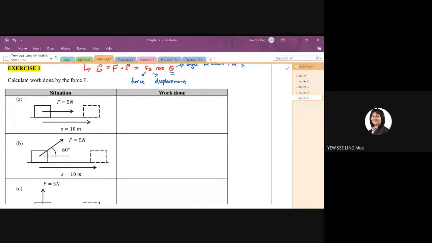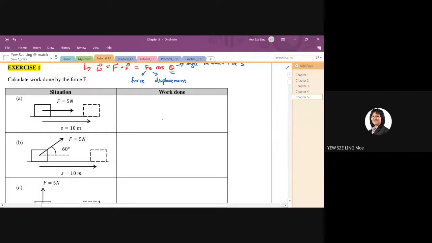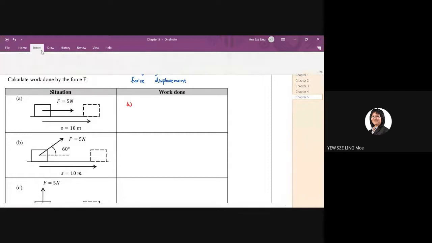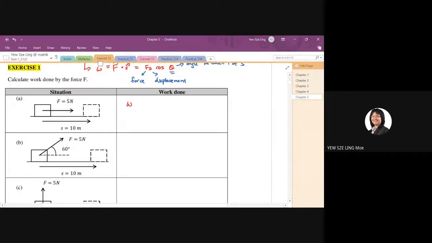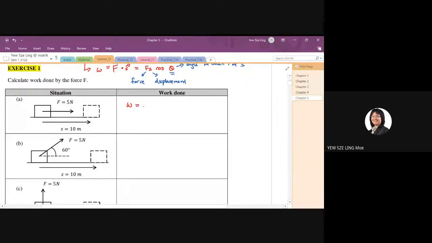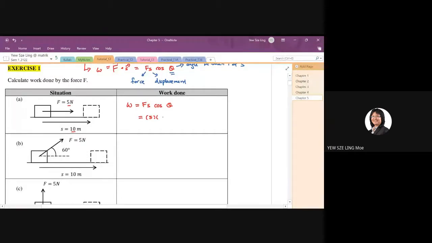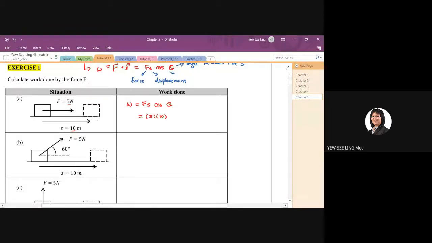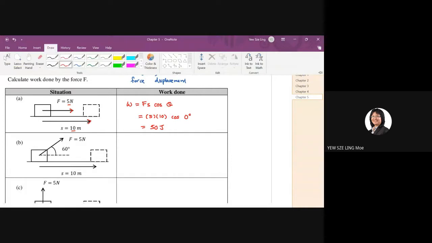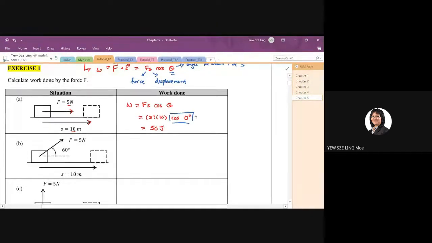In the first diagram, you have a force going to the right and S also going to the right. We know that W is not a vector. Just now I made a mistake, it shouldn't have an arrow because it's not a vector. So W equals Fs cos theta. Given force is 5 Newton, S is 10 meter. Both of them are already in SI units, so you don't have to do anything about it. Both of them are pointing in the same direction, so the angle is 0 degree. Which then equals 50 joule. How do I know that it's 50 joule? Because cos 0 equals 1.